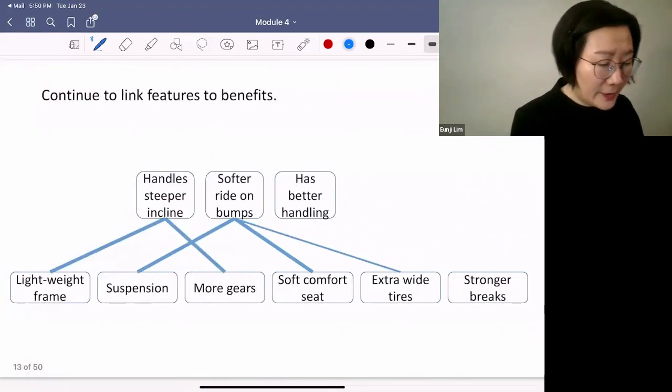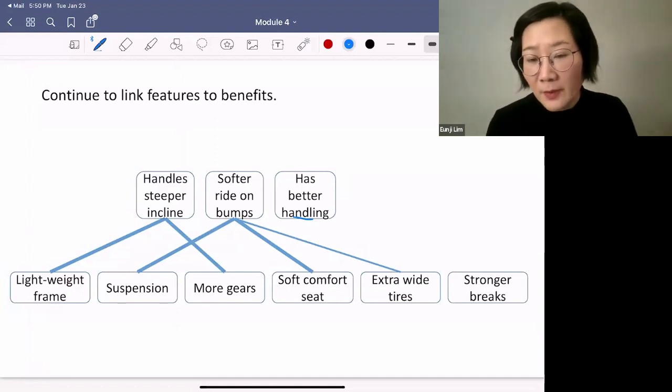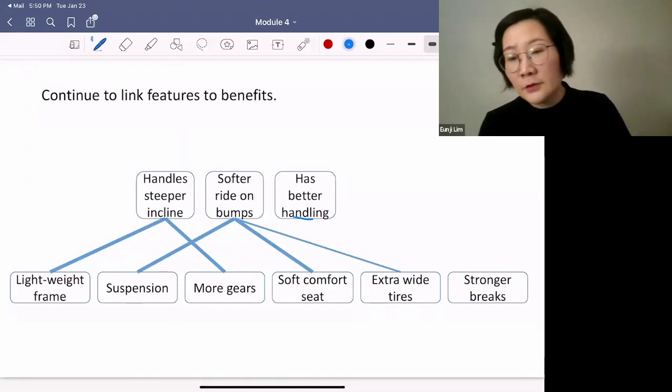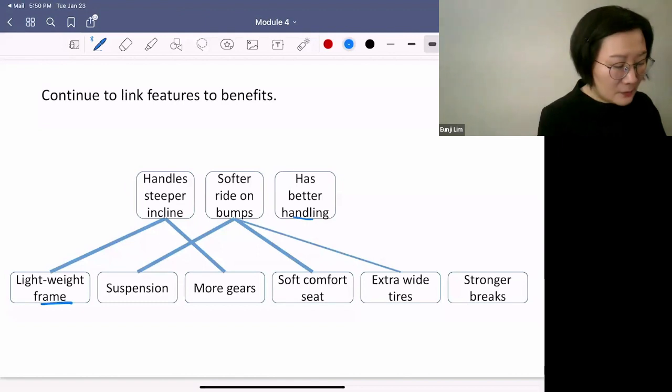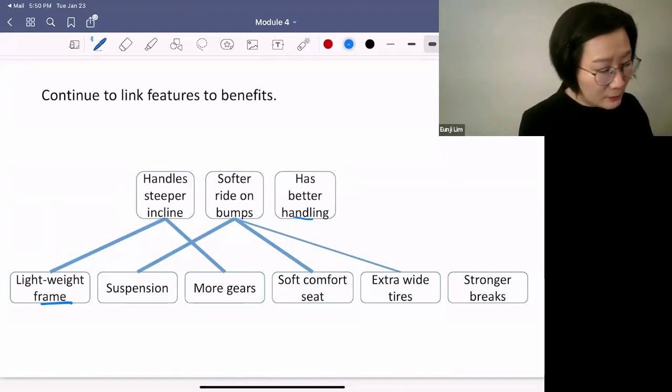Next, has better handling. So what do you mean by handling? Can you stop the bike when you want to stop? Can you change the directions easily? So now if you use lightweight frame, will your bike have better handling? No, they are not related.